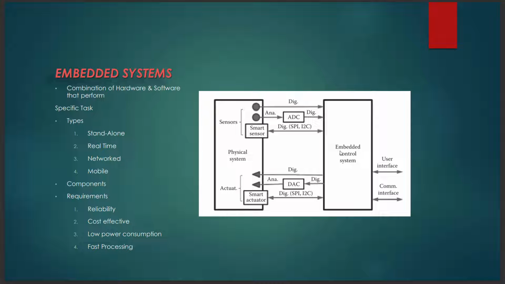And the embedded control system has a user interface and a common interface. Now, the requirements of embedded systems. The requirements for which embedded systems are designed are that they are highly reliable, cost effective, and consume less power. That's why we prefer embedded systems, and they perform fast processing.